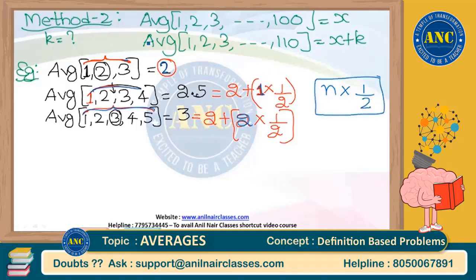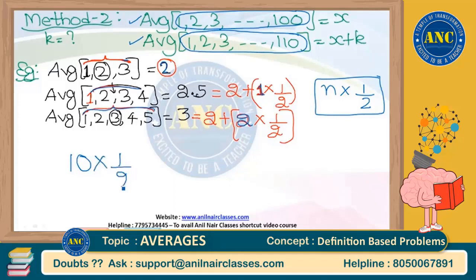Now directly you can tell the answer for the original question. Original series is having how many terms? It is having 100 terms. New series is having how many terms? It is having 110 terms. That means it is increased by how many terms? It is increased by 10 terms. It is n into 1 by 2, which is 10 into 1 by 2. 10 into 1 by 2 is 5, and that 5 is nothing but the value of k. I believe that with this beautiful example you are able to tell the answer for this question very fast, and that too probably without using pen.